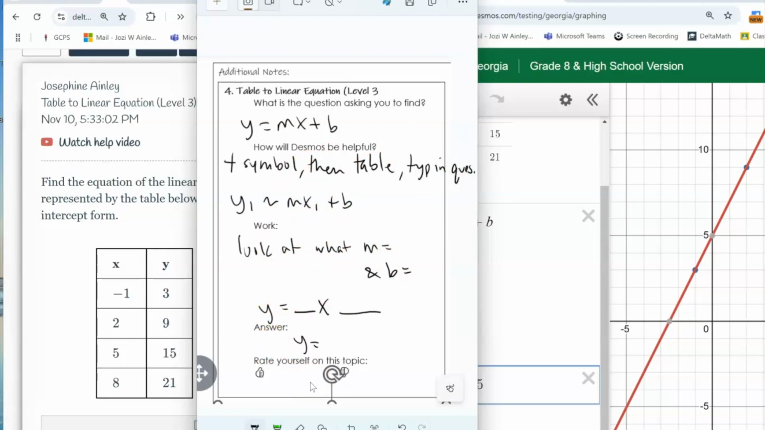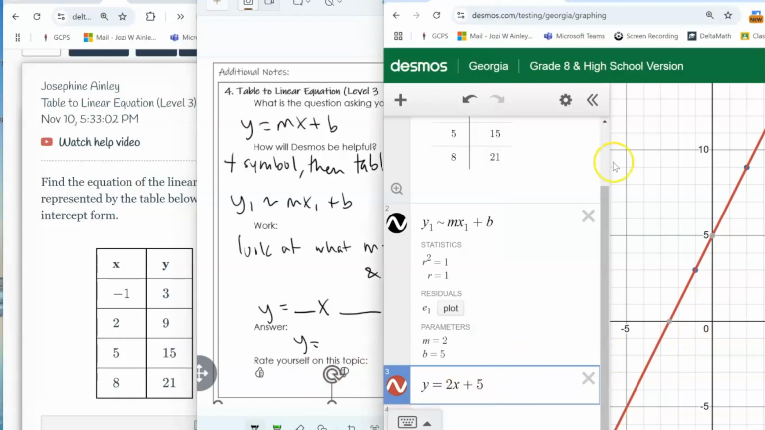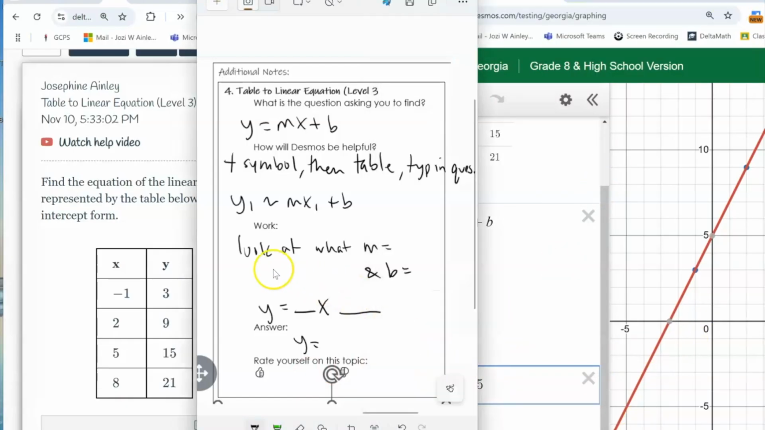Again, remember, you're doing yours on DeltaMath. My question checked and lined up is y equals 2x plus 5. And then you're going to rate yourself on this topic, okay? So where do you stand on this topic? For me, I think I'm great, so I'm going to go ahead and circle that one. I think this is one that I can definitely get on the test.